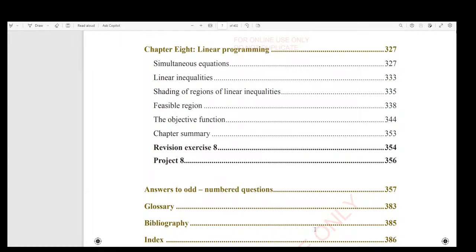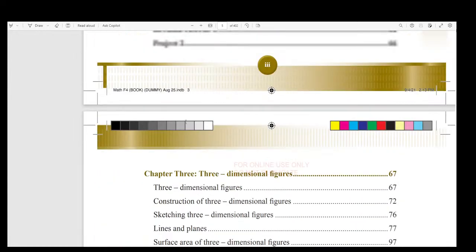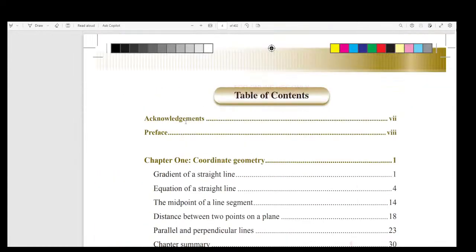So as we are starting, of course, we are going to start with the first topic, which is coordinate geometry. And in coordinate geometry, dear students, it's important to understand that we are going to learn so many subtopics. The first subtopic being the gradient of a straight line.